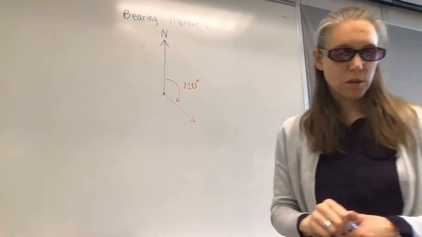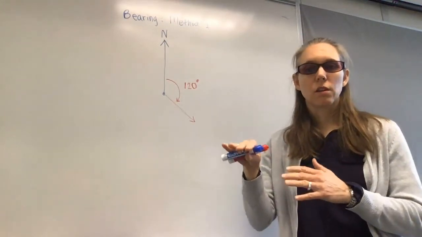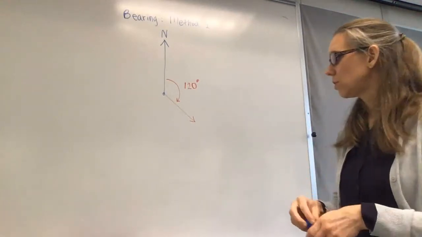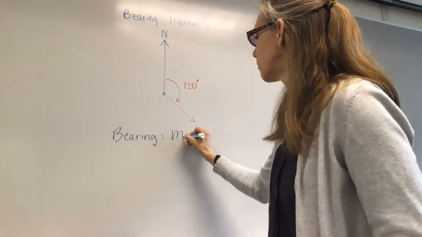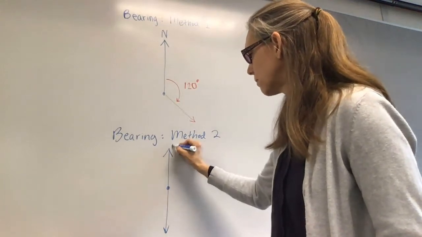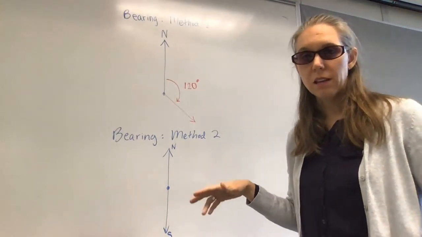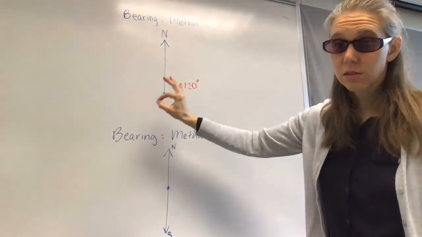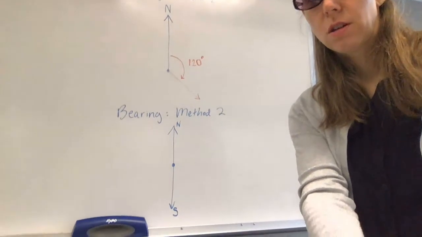The second method of doing bearing involves using a north-south line and then going towards the east or going towards the west. So let's look at the same trajectory with bearing method 2. Bearing method 2 always presumes that we have a north-south line. And then from the north or from the south, we then either head east or west. Because this trajectory here is closer to the south than to the north, we would do this bearing method in relationship to the south.